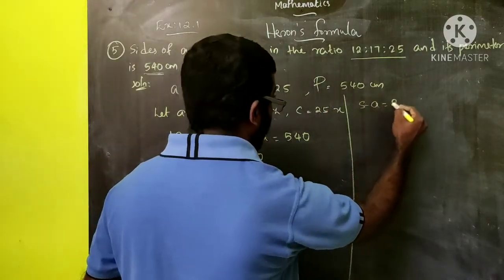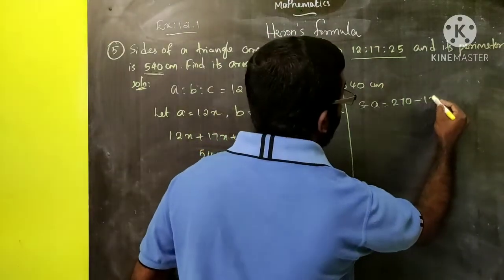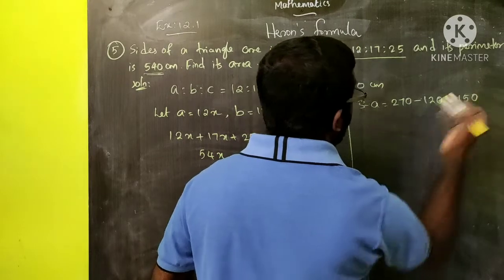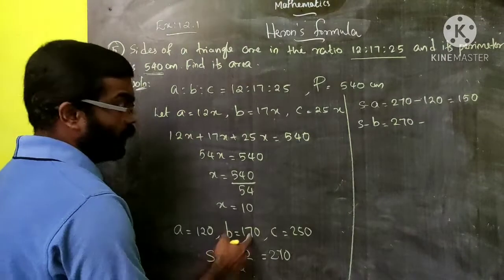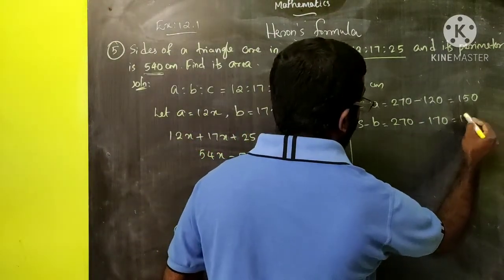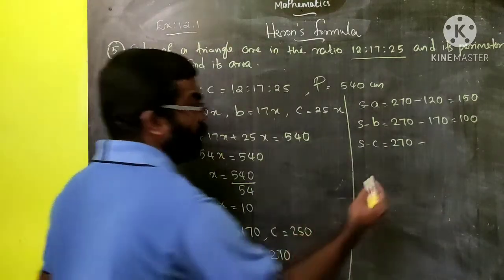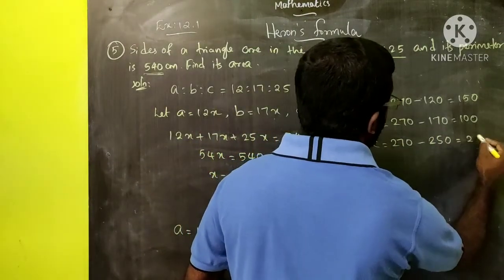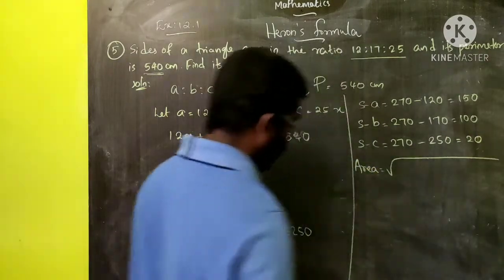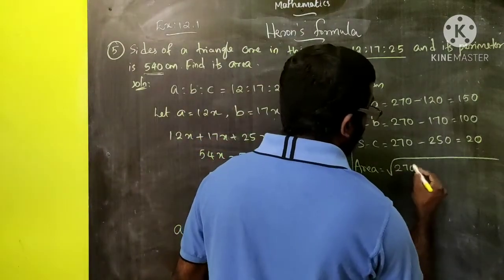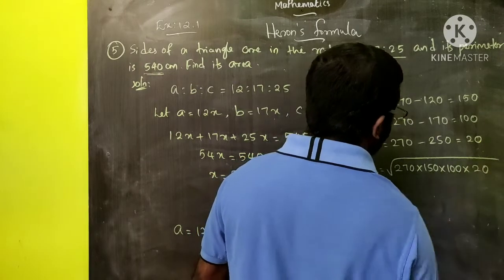S minus A is equal to 270 minus 120, which is equal to 150. Then S minus B is equal to 270 minus 170, which is equal to 100. And S minus C is equal to 270 minus 250, which is equal to 20. Now area is equal to square root of S into S minus A into S minus B into S minus C, that is 270, 150, 100, 20.